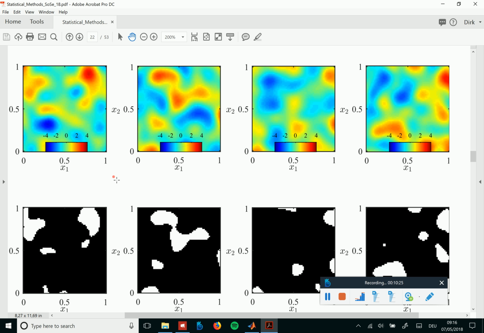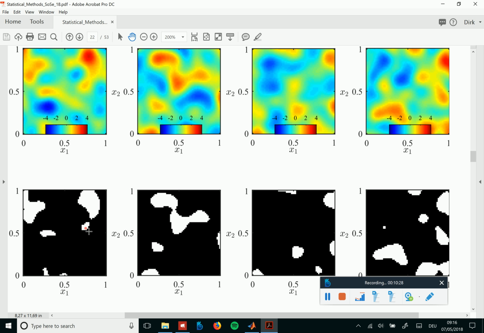And this is then below the excursion set for a U level of 2. So everything that is larger than or equal to 2 is included in the excursion set. The excursion set is here marked in white. We always remember that the excursion set is in the search space. So in this case, the excursion set is a subset of R2, or more specifically the search space, which is here the 1 by 1 unit square. So here you see the things that are larger than 2.